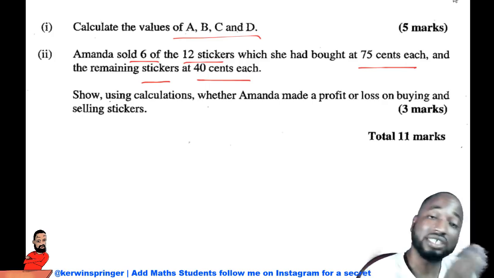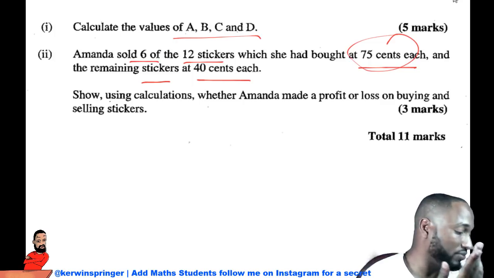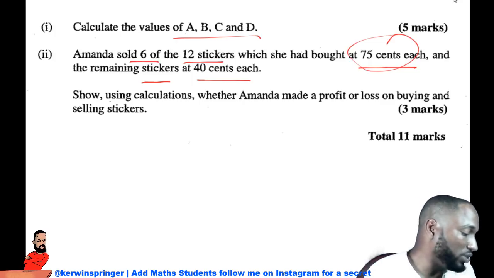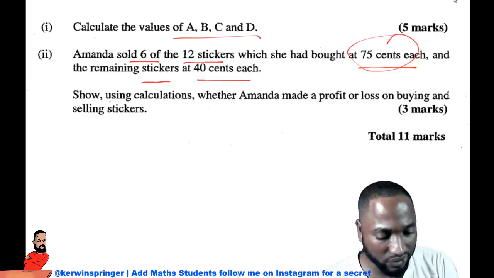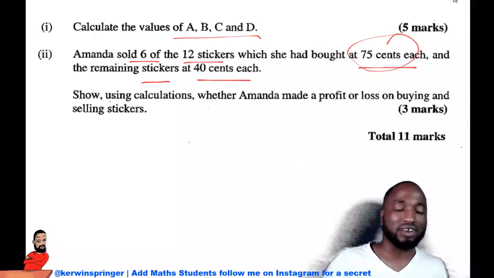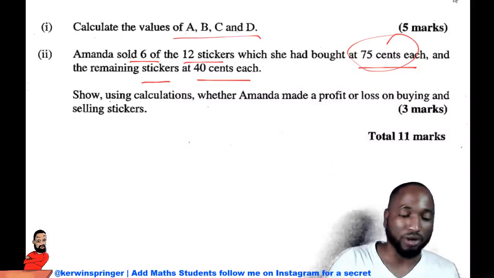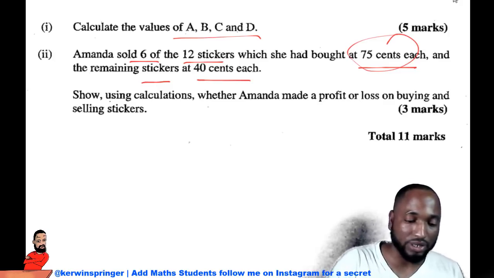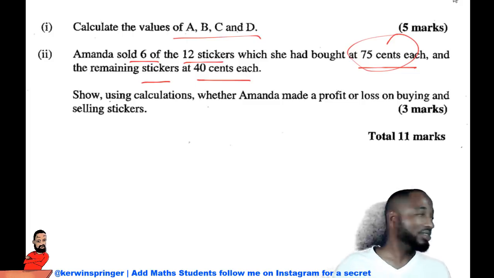Okay, so she sold 6 of them for 75 and then she sold the next 6 for 40. So you need to, okay, that's just easy. Once again, these questions are not difficult. This one, at least. I'm a maths teacher, so I guess I'm not allowed to say whether I feel it is difficult or not. But I honestly think this is one of the easier consumer arithmetic questions.